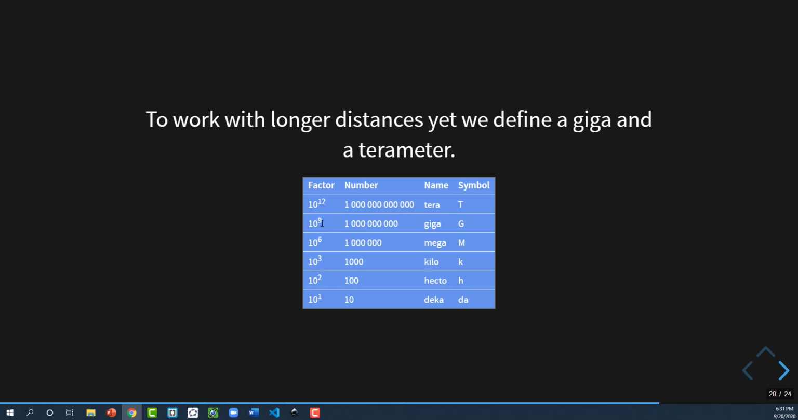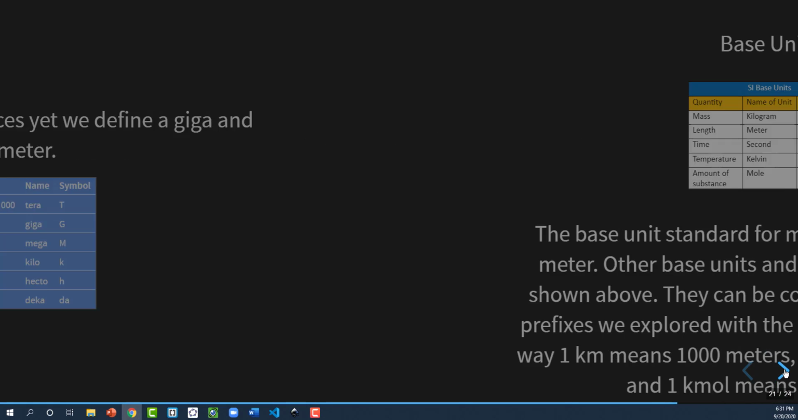There's 1 billion meters in a gigameter, and finally 1 trillion by the time you get up to a terameter. So notice the powers of 10 are getting larger here. That's why they're positive. And in the other example, they were getting smaller.